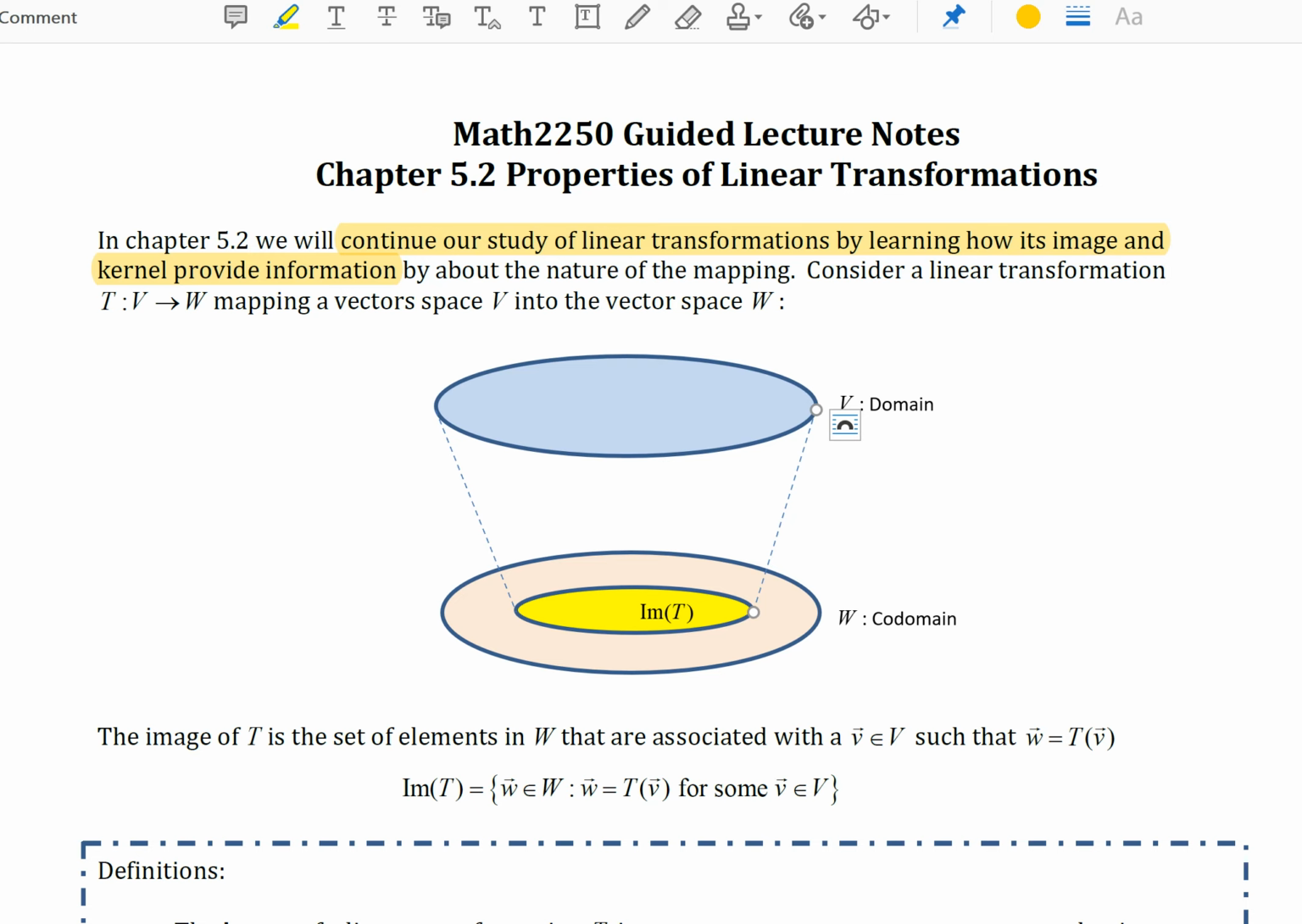Consider a linear transformation T mapping vector space V onto vector space W. One way to consider this mapping graphically is to consider this graphic. Our starting vector space V can be projected or mapped into our codomain W. However, sometimes our image is not all of your codomain. It may just be a subspace of your codomain, a subset.